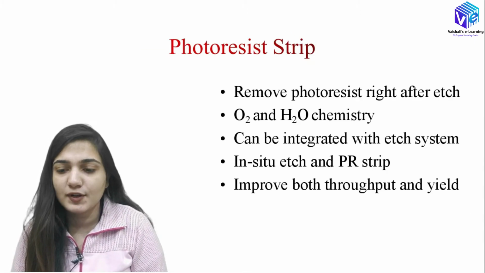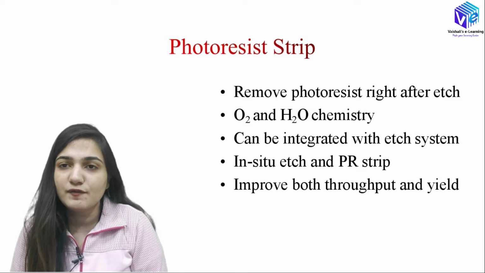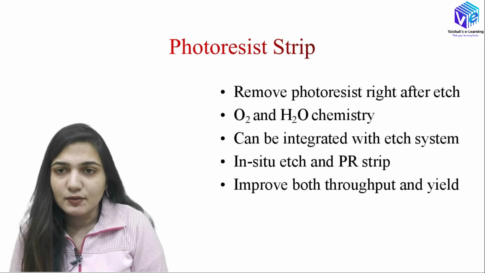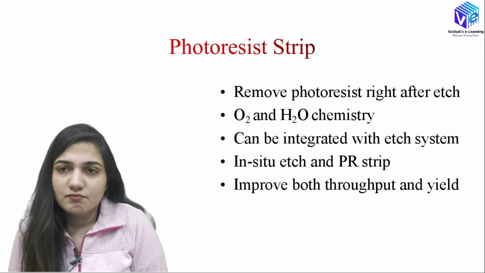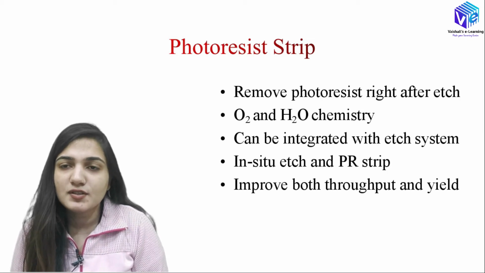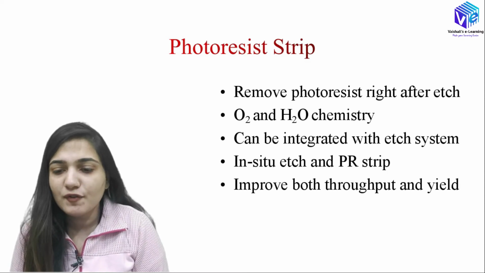Now coming to the photoresist strip, we can remove the photoresist layer right after the etching process. Why? Because the photoresist can damage and corrode the metal layer. Okay, there will be some contaminants or oxygen particles in the photoresist which can corrode the metal, and this is the reason we want to remove the photoresist and do the photoresist stripping.